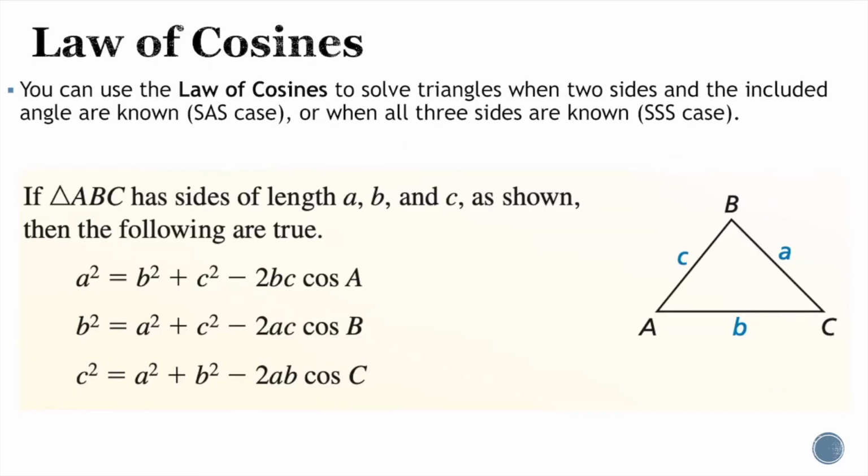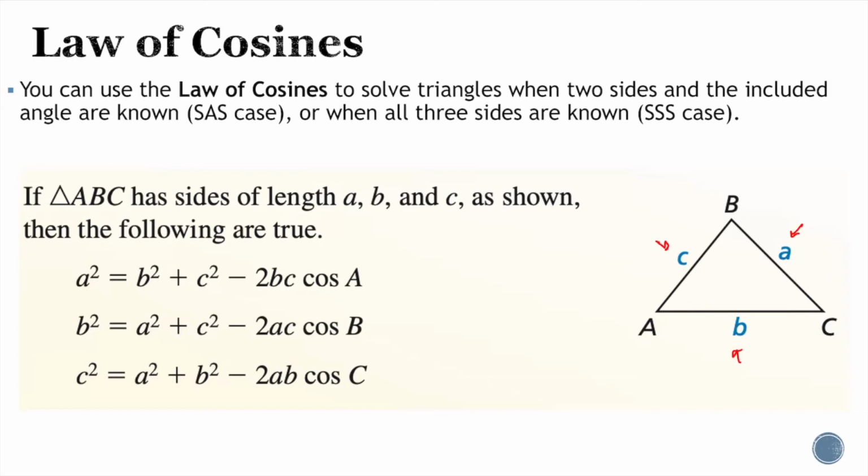Which brings us to the law of cosines. You can use the law of cosines to solve triangles that give you information for two sides and an angle, side angle side, or when they strictly give you side side side. Now here are three different formulas that you need to remember that solve for the given sides.